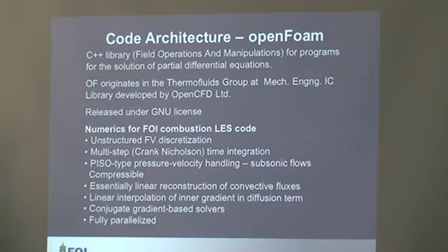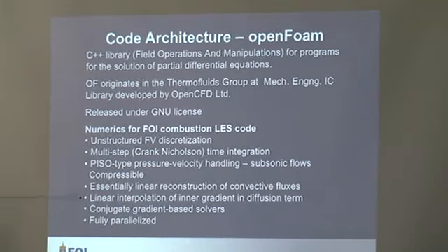And it comes originally from the Thermal Fluids group at Imperial College in London, and it's now released under a GNU license. And the cases I will be talking about are all subsonic. So the code that we're using is based on this library, and it's an unstructured finite volume discretization, with multi-step, essentially Crank-Nicolson time integration, and a PISO-type pressure-velocity handling. This works for subsonic flows, but not for supersonics.